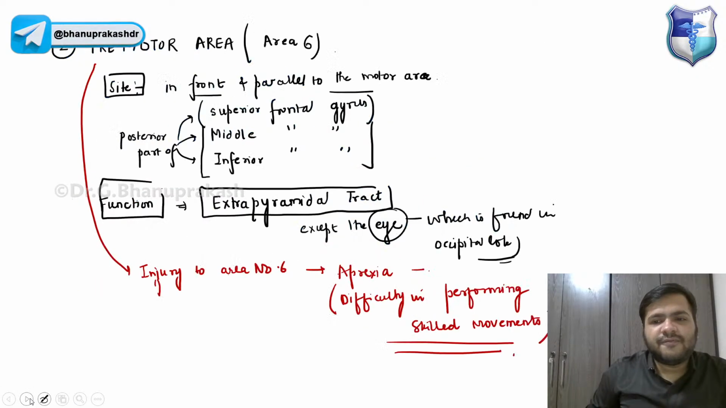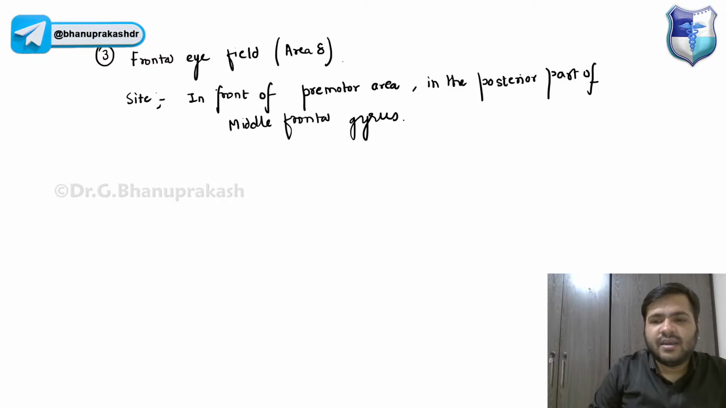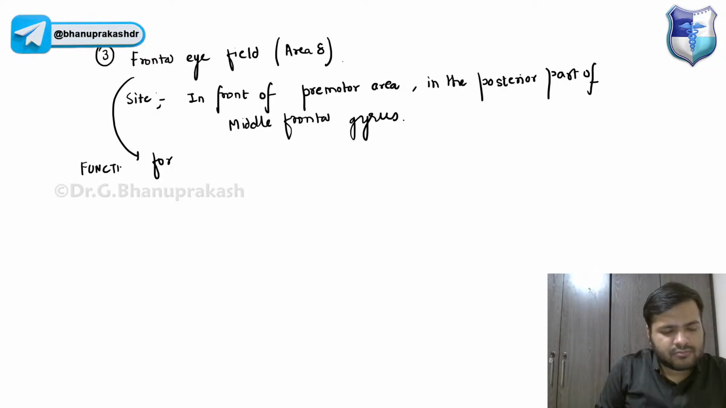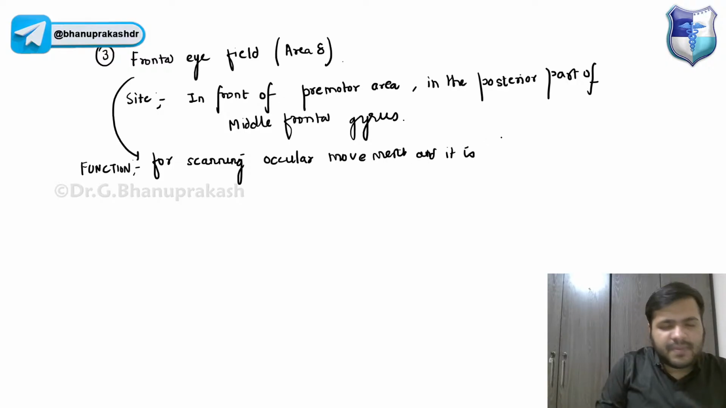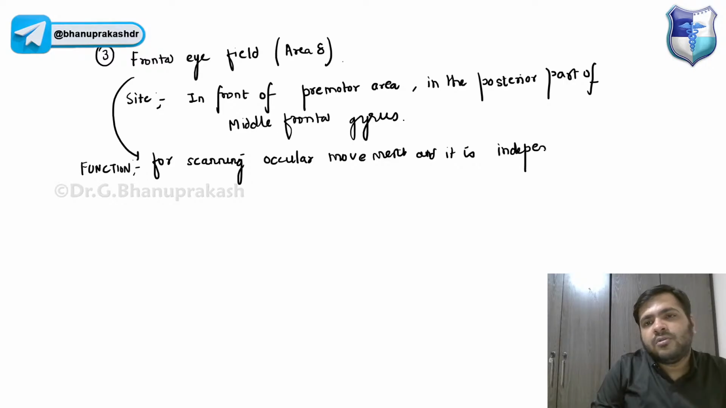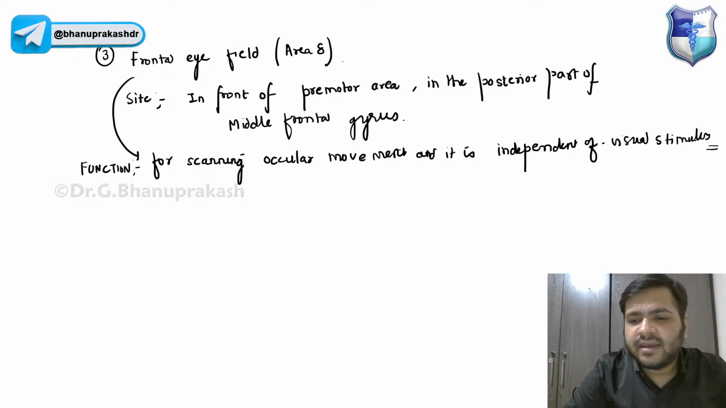Now guys, what is the function of this frontal eye field area? It is basically for scanning oculomotor or ocular movements. It is for scanning the ocular movements, and it is independent of visual stimulus, right?